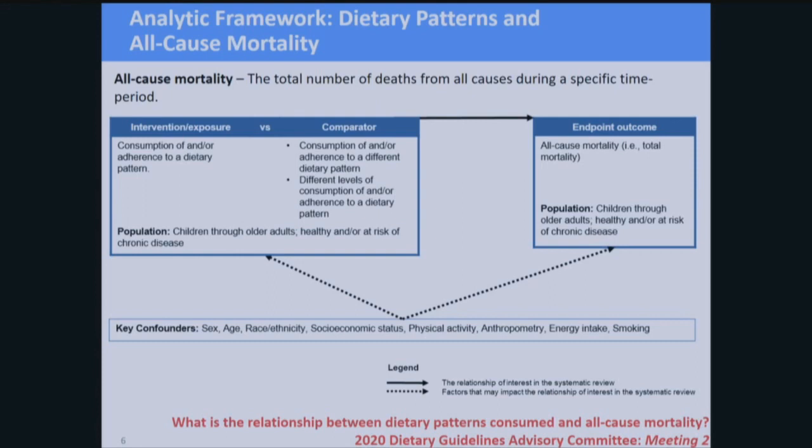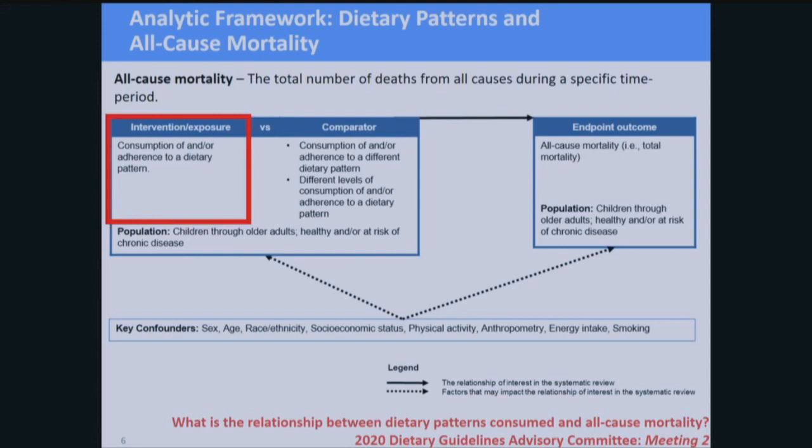The analytical framework provides a foundation for the systematic review and helps to inform the development of the inclusion and the exclusion criteria. The subcommittee defines all-cause mortality as the total number of deaths from all causes during a specific time period. This is the first analytical framework presented. The others that you've seen today have been purely demonstration frameworks. So for this presentation, we will add animation to point out all the parts and pieces of the analytical framework.